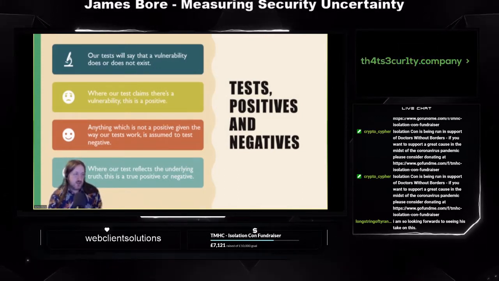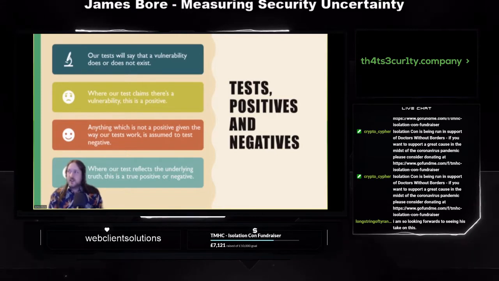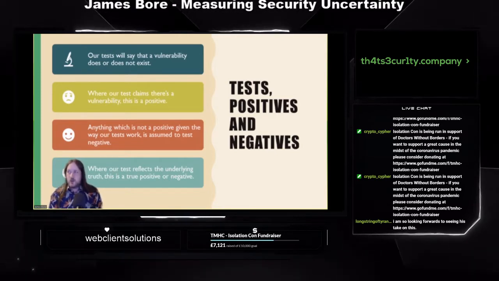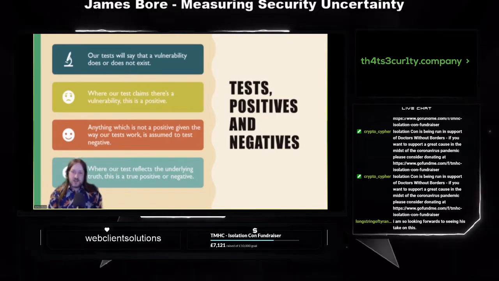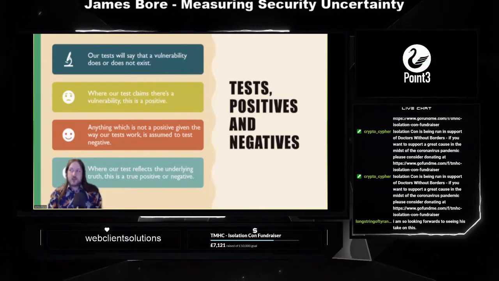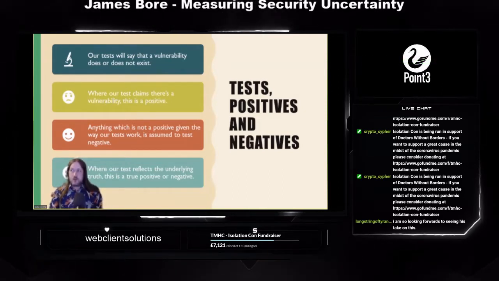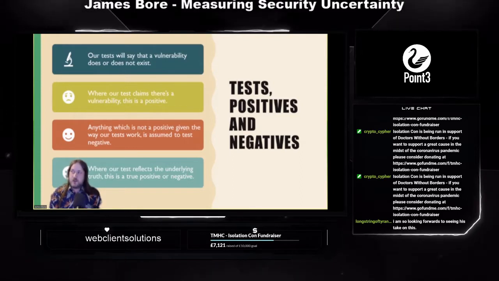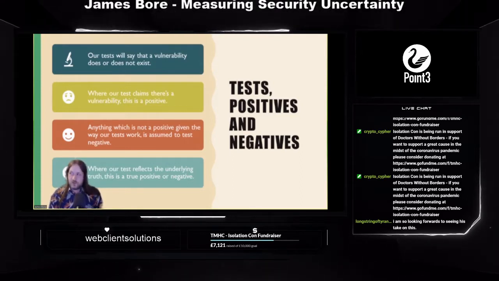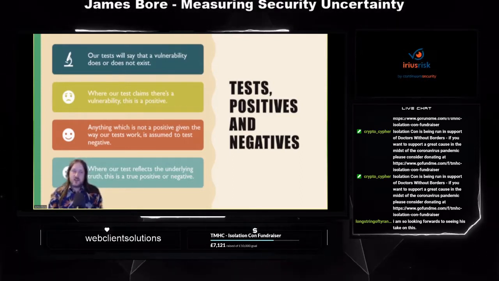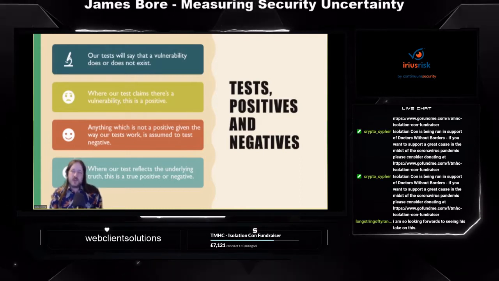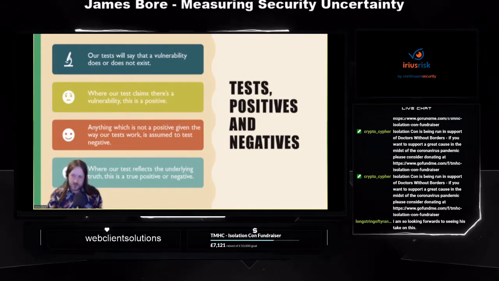If it exists, yes, it's there. And if it doesn't exist, no, it's not. Problem is that our tests don't necessarily match the truth. So where our tests say that there's a vulnerability, we'll call that a positive. And anything that's not positive and isn't within our sample, we will just discard.